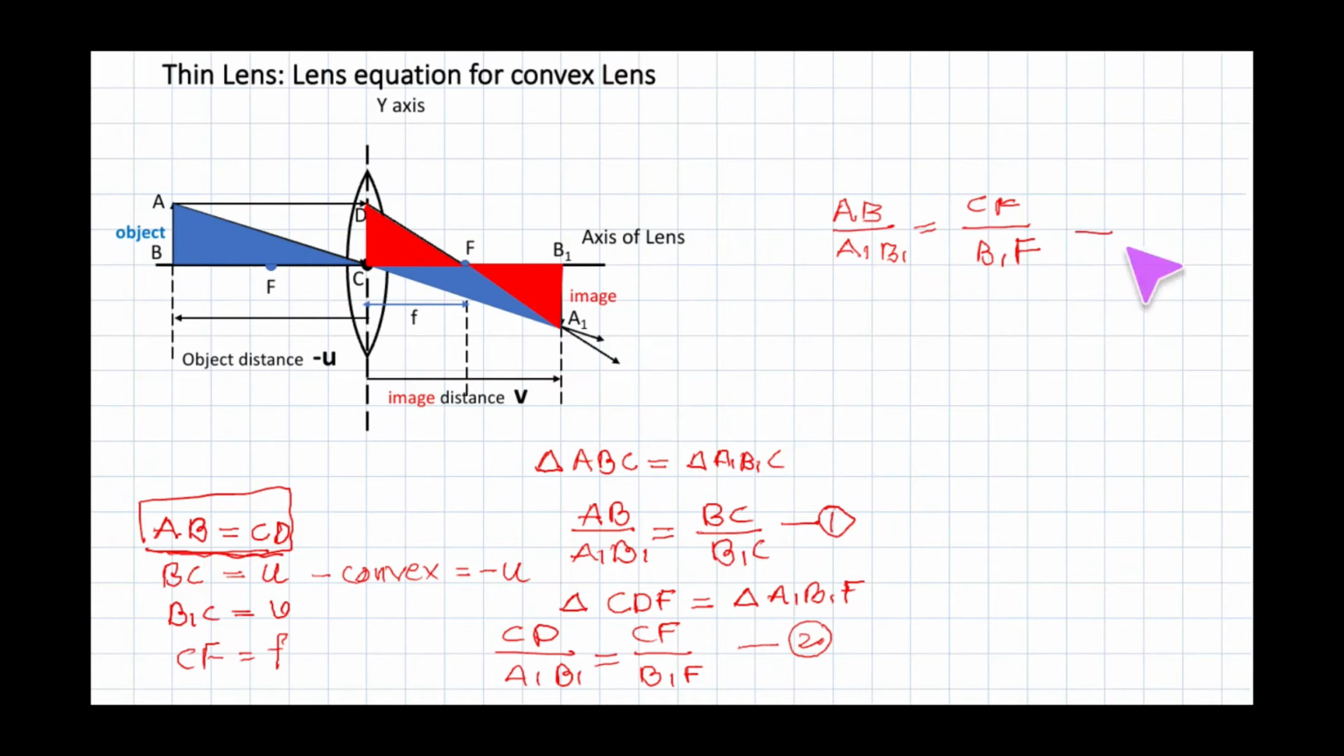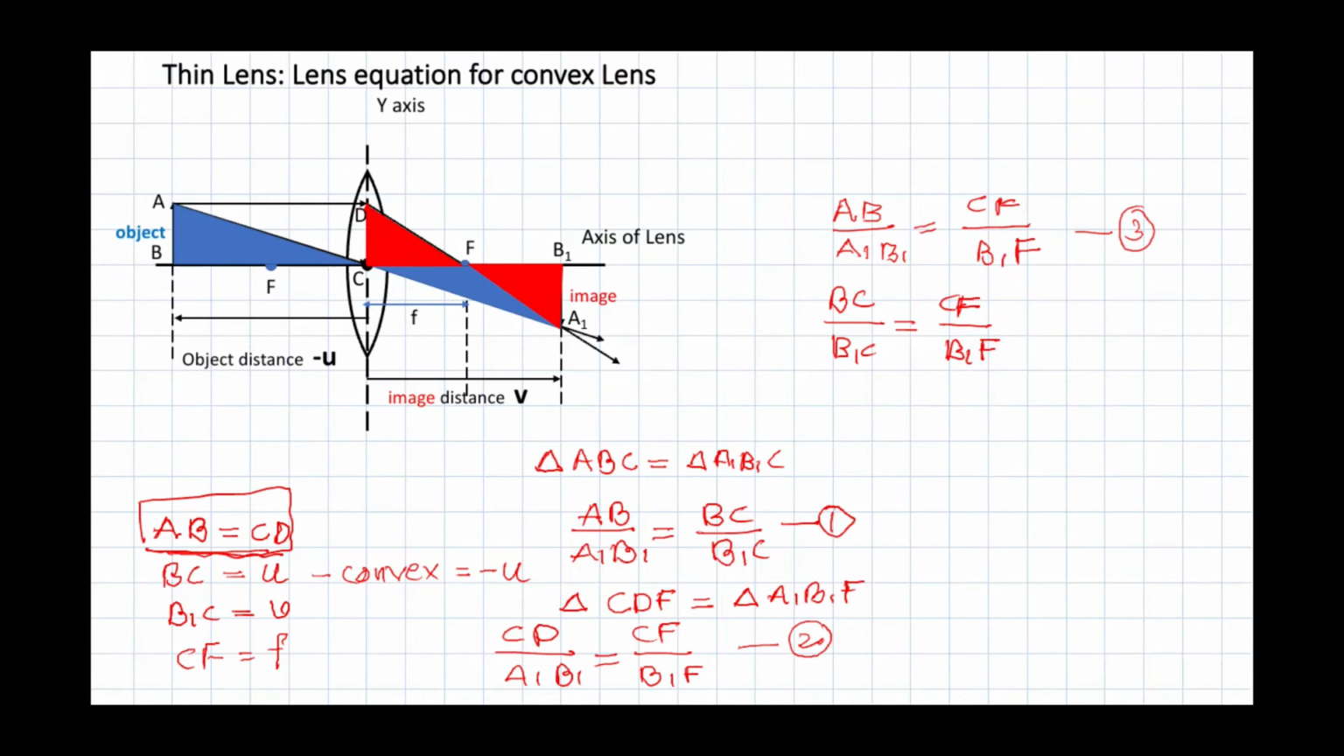So let us consider this is equation 3. Now see, here AB upon A1B1 is equal to CF upon B1F, and in the other equation we have AB upon A1B1 is equal to BC upon B1C. So equating these two equations, from equation 1 and equation 3, we get BC upon B1C is equal to CF upon B1F. So this equation we have got.